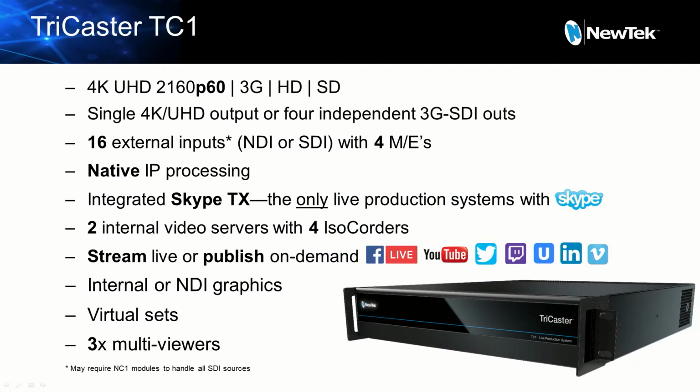But just to go over some highlight features of this product, some new, some existing, to show what sets this apart. TriCaster TC1 is capable of all of the following video formats, including 4K UHD at up to 60 frames per second, 3G SDI formats, which include 1080p 50 and 1080p 60. High definition and standard definition formats as well.